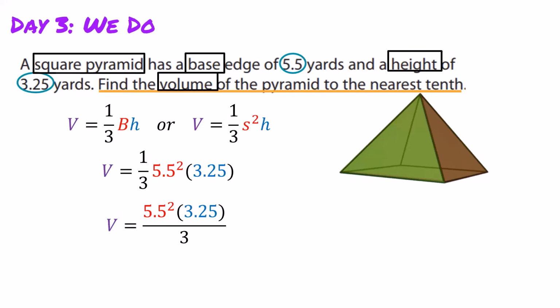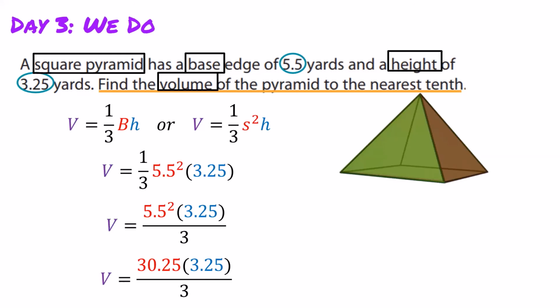Now, when we rewrite the problem, I would prefer for you to write the problem as a division. We know that if we multiply any number by 1/3, we can divide it by 3. So I will write the problem as 5.5 squared times 3.25 divided by 3. Now, when we solve our exponent, because we're still using PEMDAS, or the order of operations, to solve this problem, we would end up with 30.25, or 30 and 25 hundredths, times 3 and 25 hundredths. And we would divide all of this by 3.